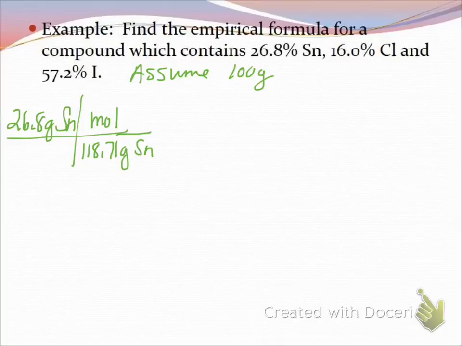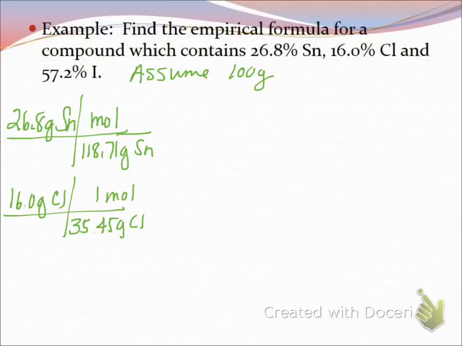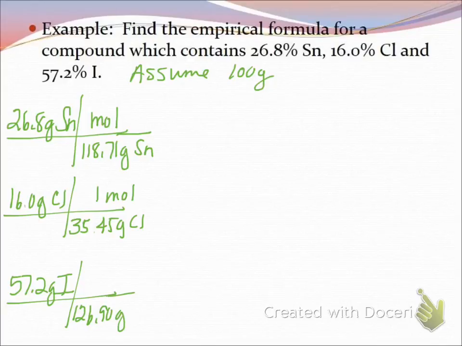And then that means we would have 16 grams of chlorine divided by 35.45. And then 57.2 grams of iodine, which is 126.90. Now, I want to caution you on this. You better be writing these units down when you're doing this. Don't just put numbers, because you will lose points for that.